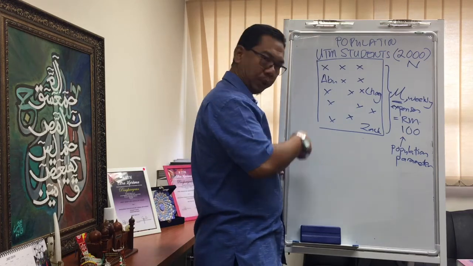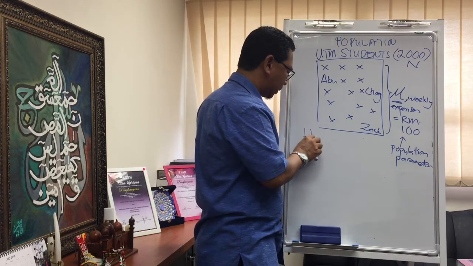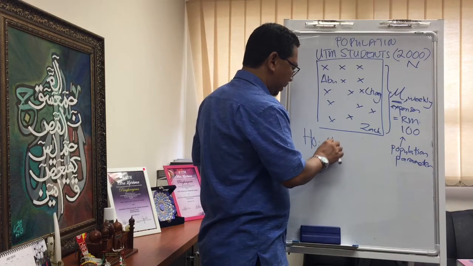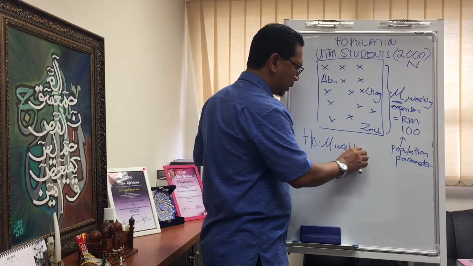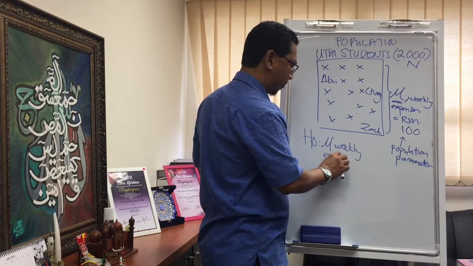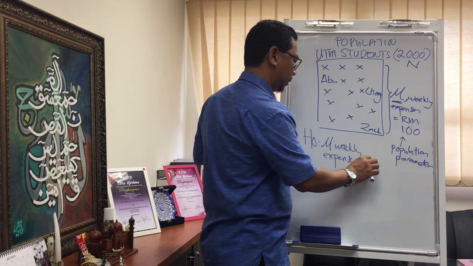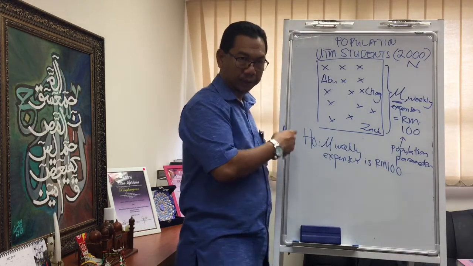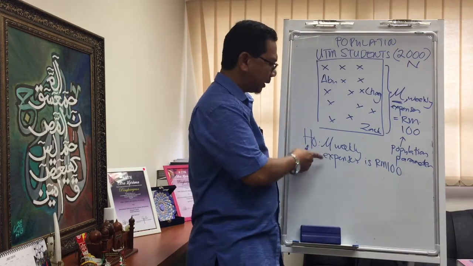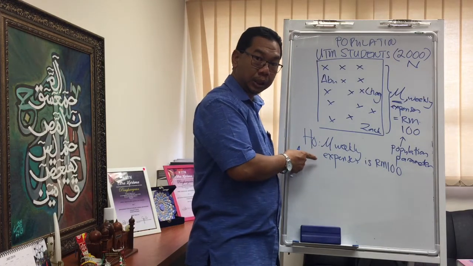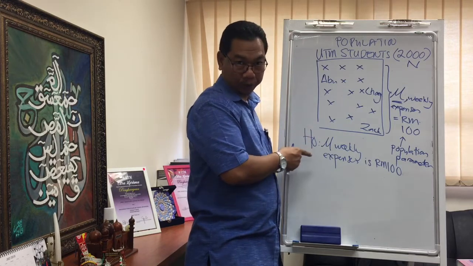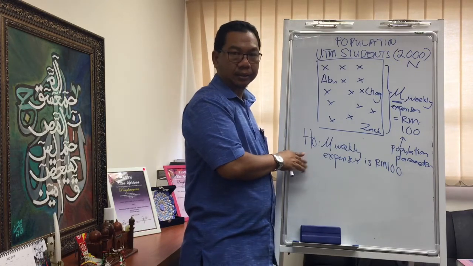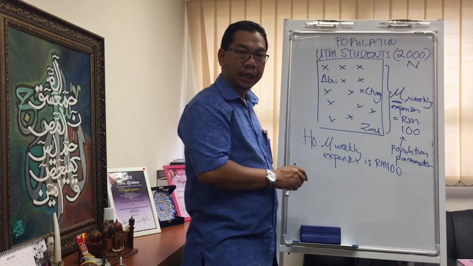Okay, so normally this is the way we write the hypothesis. For example, like this, hypothesis null, meaning the initial hypothesis, okay, the mean for weekly expenses in Malaysia is 100. We call it hypothesis null. Okay, this is the thing, or the claim, that we want to test whether it is true or not. If it is true, then we will accept this claim. If it is not true, we will reject the claim. Okay, so this is the basic idea of hypothesis.